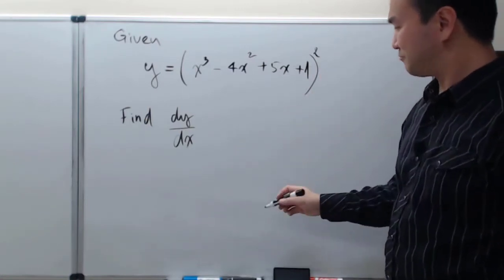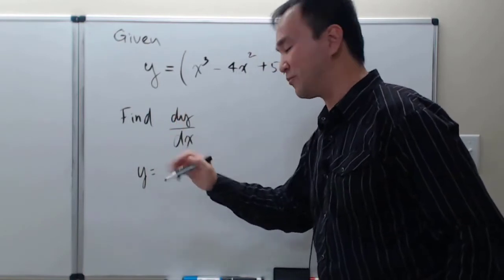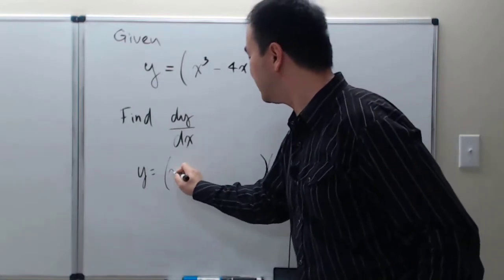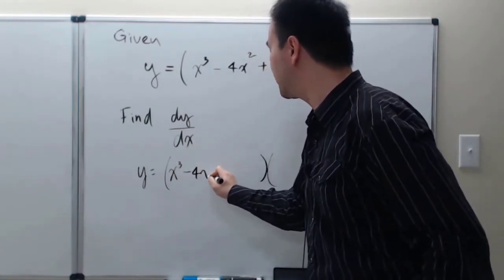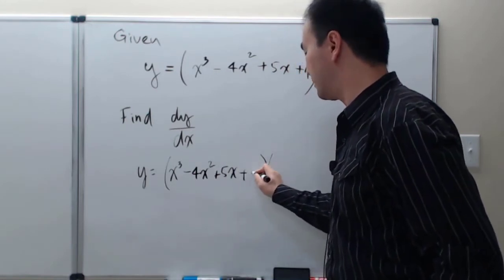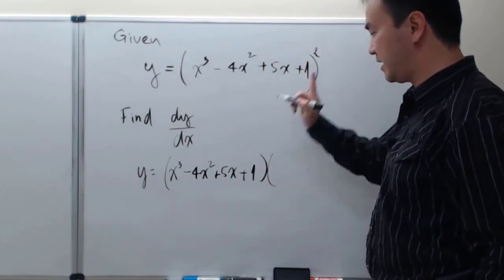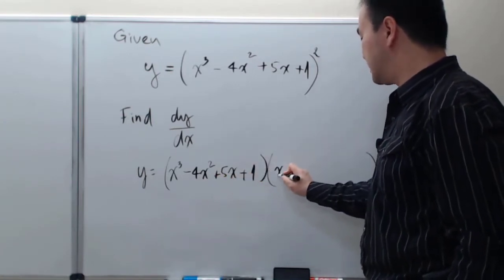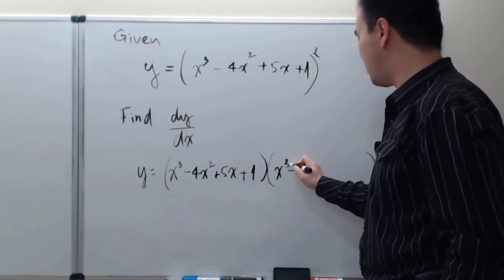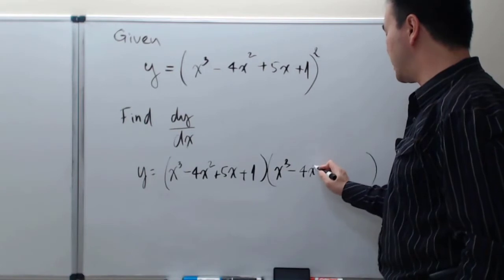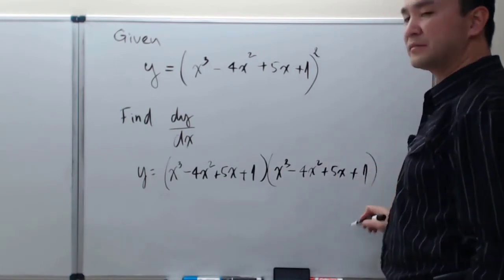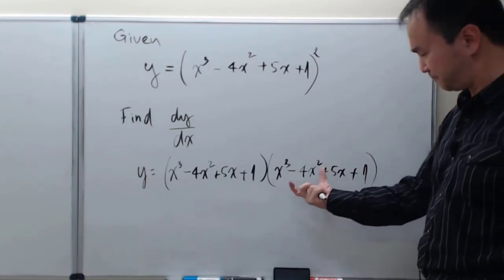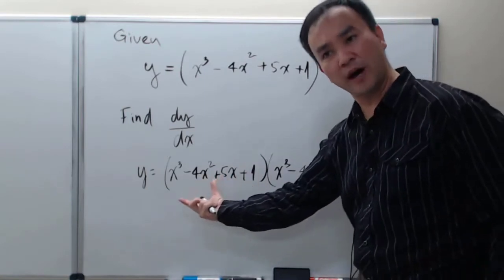But again, there are two choices at this point, based on our learning up to now. We can rewrite the square as two identical factors, x cubed minus 4x squared plus 5x plus 1, times another identical one, x cubed minus 4x squared plus 5x plus 1, and multiply. But foiling is quite challenging because each factor itself is quite lengthy.